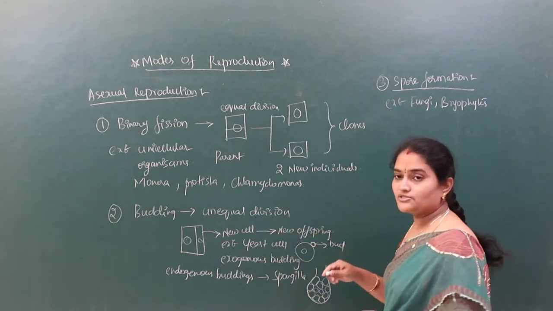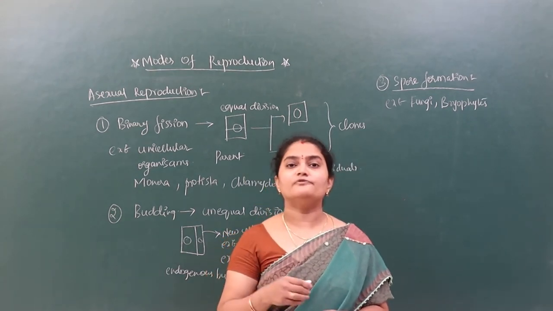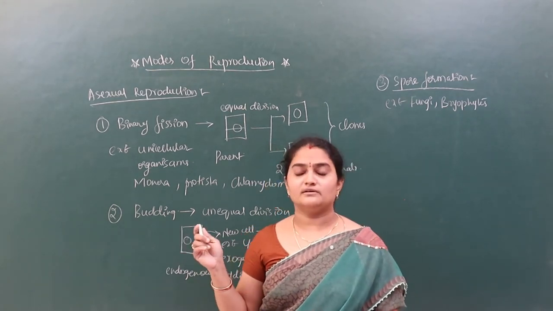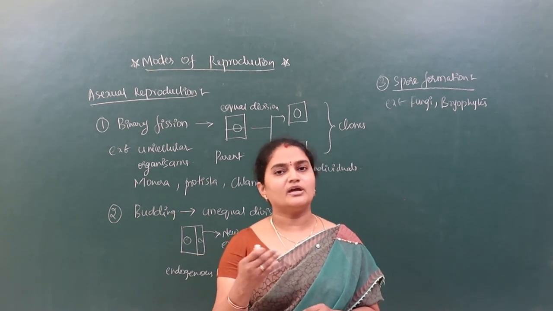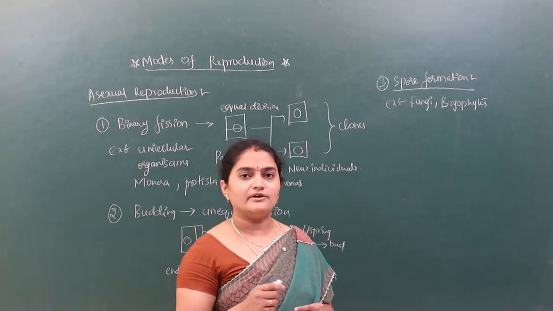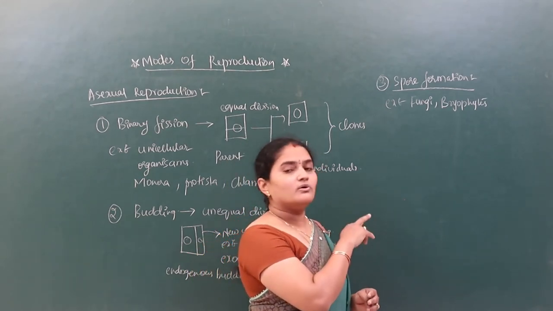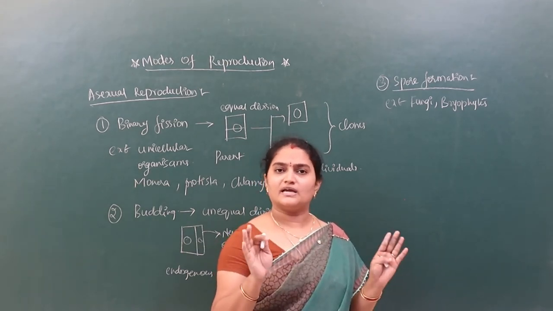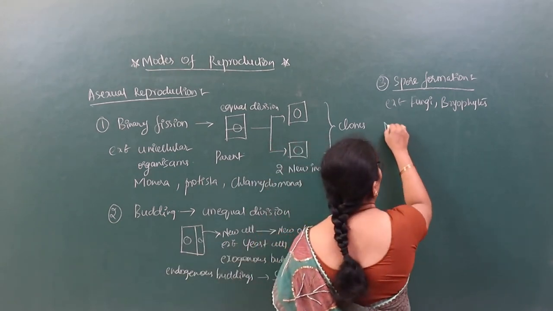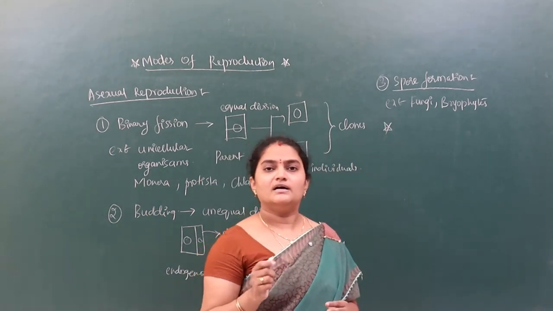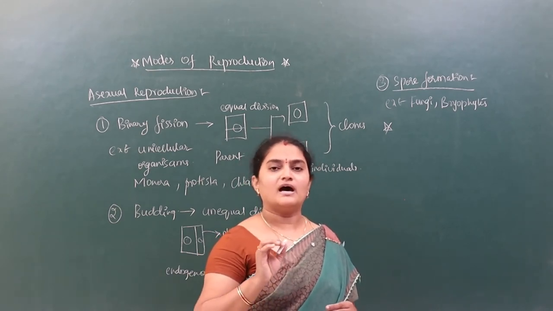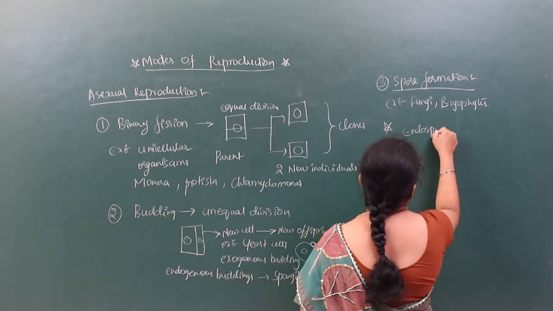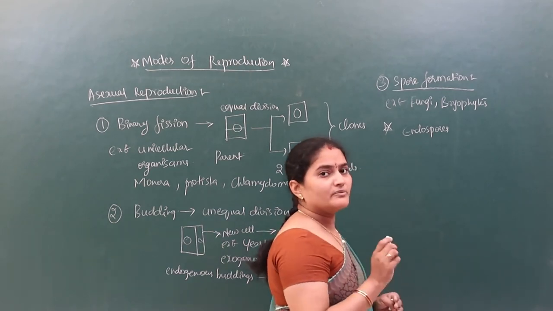So what is spore formation? These spores are formed when there are unfavorable conditions. During favorable conditions, they will undergo either vegetative propagation or sexual reproduction. But if the conditions are unfavorable, they will form spores. These spores can withstand high temperature and high pH, and they can live anywhere easily. Spores resistant to high temperatures and harsh climatic conditions are called endospores.